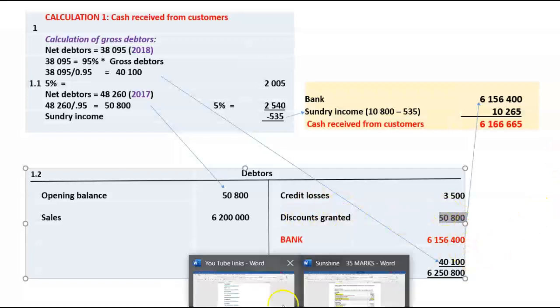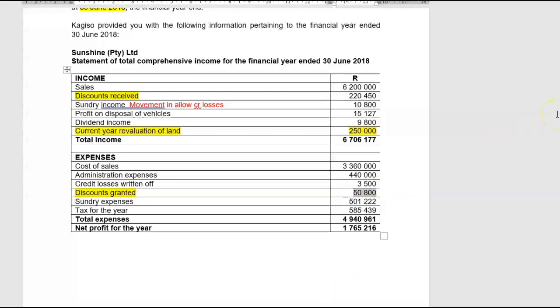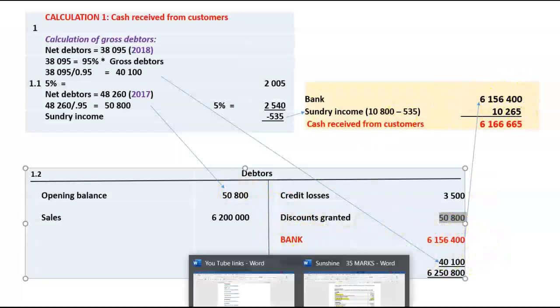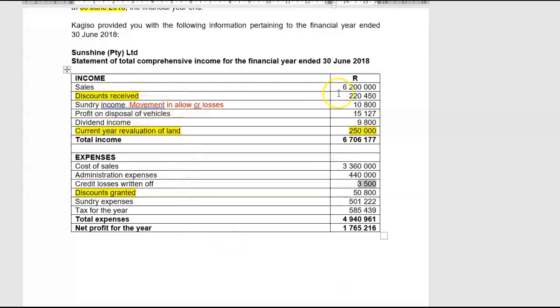There were credit losses written off during the year of 3,500 rand. There it is in your income statement. So you have to account for that against your debtors account. And then your balancing figure will be the amount that you've received from your debtors, 6,156,400. Now, in your income statement, you have sundry income of 10,800. Now, that also forms part of income. So sundry income, I want to add to my revenue figure.